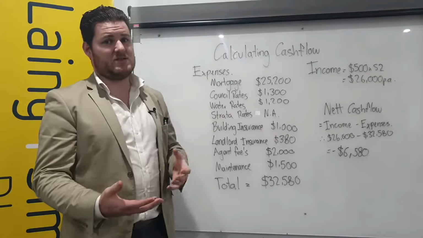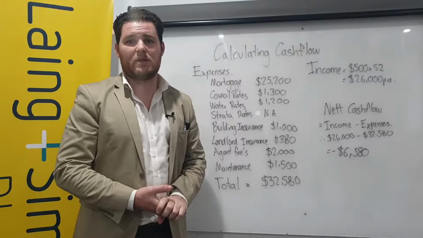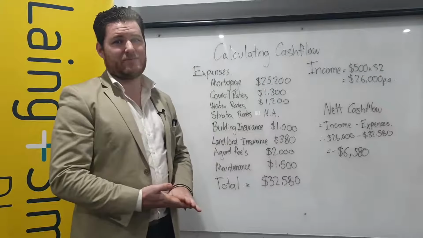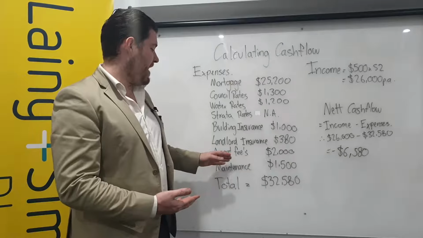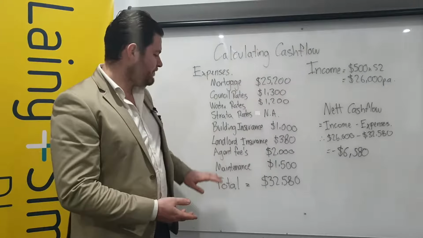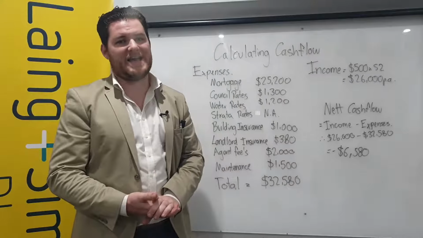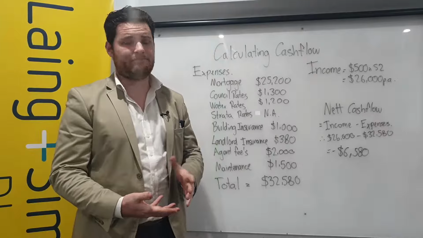Now this is a house, so there's no strata, so we're going to leave that one blank. Building insurance of about $1,000 per annum. Landlord insurance of $380. Agents fees $2,000, just include all your little incidentals as well, and the maintenance of $1,500. Brings us to a total of $32,580 in expenses.